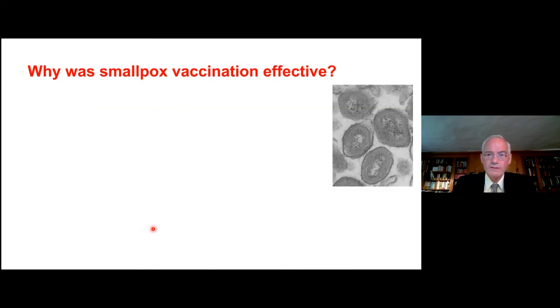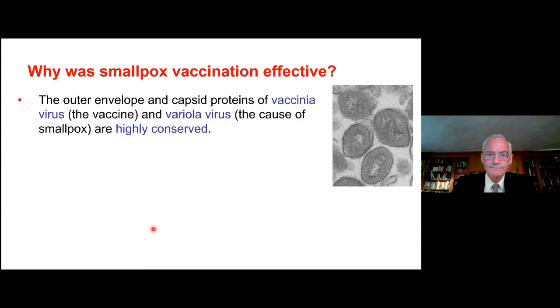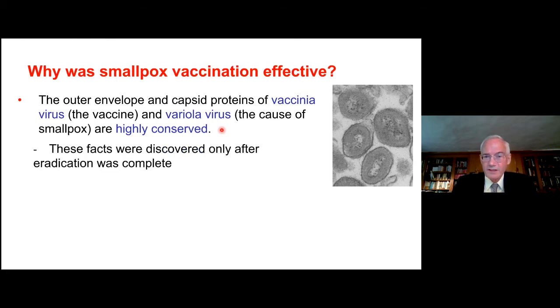Well, why was smallpox vaccination effective? There really was no understanding of this until after eradication was complete. When the proteins from the outer envelope and capsid proteins of vaccinia virus were identified and compared with the corresponding ones of variola virus, they were shown to be very highly conserved. And by that, I mean greater than 90% amino acid identity. So these facts were only discovered long after eradication.